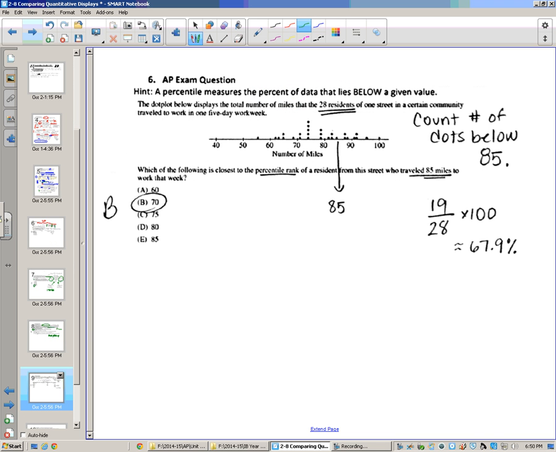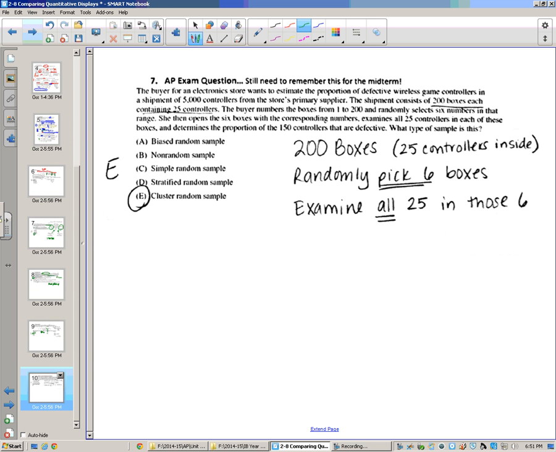Okay, next one. We have a dot plot here. There are 28 residents on a street, and we're looking at the total number of miles that they travel to work every day. Which of the following is the closest percentile rank? Percentile measures the percent below. So I looked at 85. It's right here. I counted up the number of dots, and I got 19 out of the total of 28 to figure out the percentile. It's closest to 70.